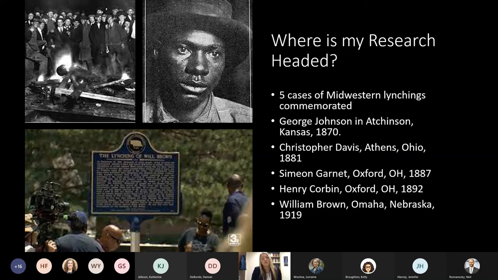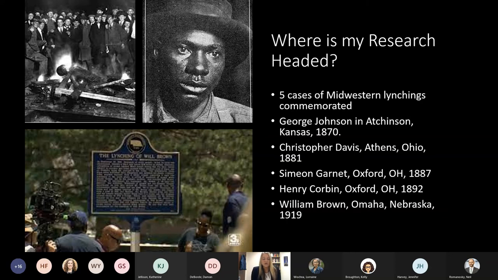So this top left picture is one that you would often see portrayed in books about lynching. It's a common picture used. This is a picture of Will Brown and the commemoration and the marker.